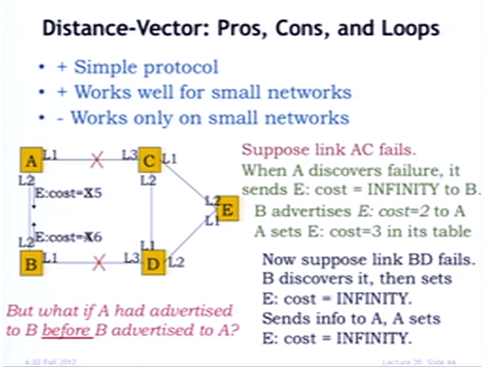Now, in the meantime, if there are packets showing up at either A or B for destination E, they're just going to go bouncing between these two guys. This is a routing loop.